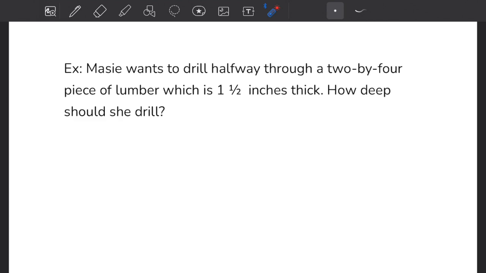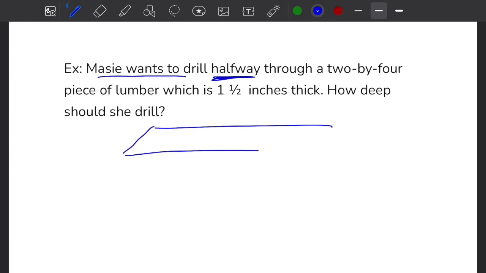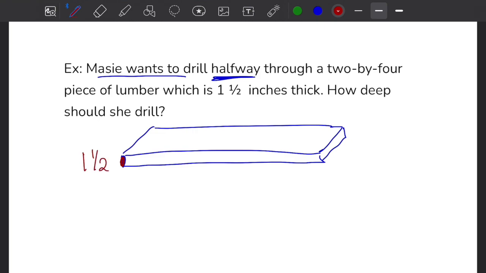In this example, we have Macy. Macy wants to drill halfway through a 2x4 piece of lumber, which is 1.5 inches thick. How deep should she drill? So let's start by drawing a visual here. This is the plane of wood. And the thickness from here to here, I'm going to do it in another color, is 1.5 inches. I want to know what is the midpoint, straight in the middle.